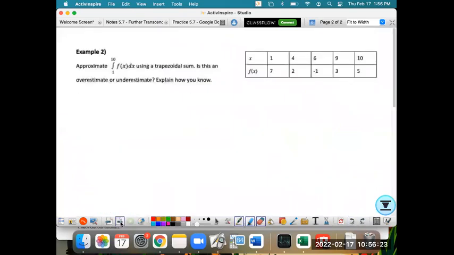Example 2. Using a table, and this one also asks us to determine if it's an overestimate or an underestimate. Can you guys tell me what information I will need later on to be able to do that? Just to get my concave up. See if it's concave up or concave down by looking at the slopes of the secant lines. Teamwork.